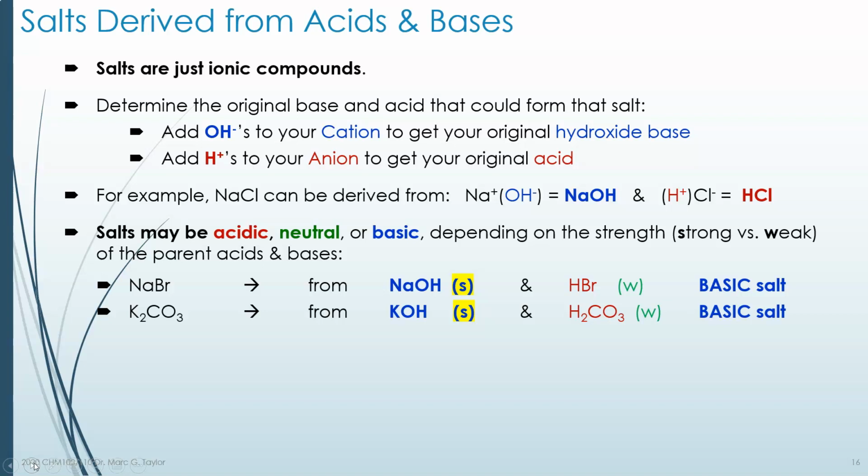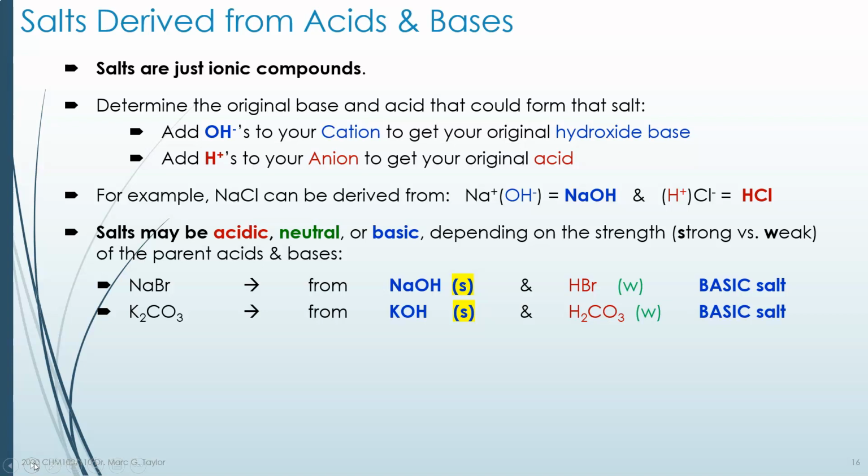So sodium bromide, NaBr, would have been made from sodium hydroxide, a strong base, and hydrogen bromide, a weak acid. And because this was made from a strong base and a weak acid, the salt itself would be considered a basic salt. So if you see a strong base and there's nothing to balance it, the salt will be a basic salt.